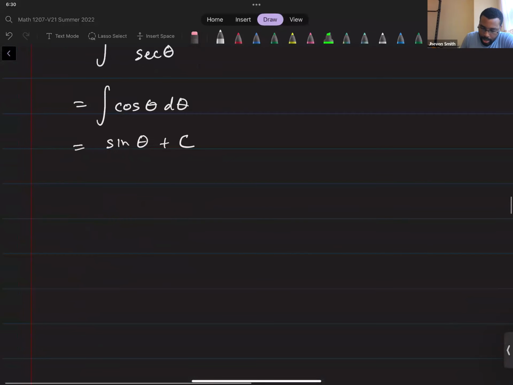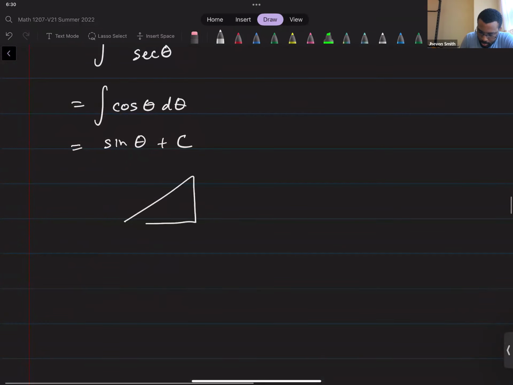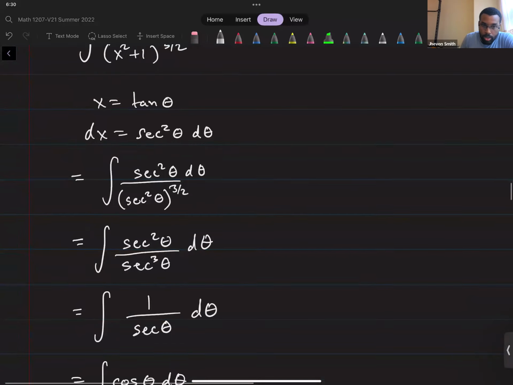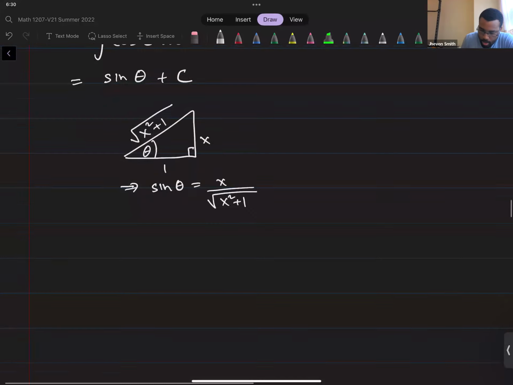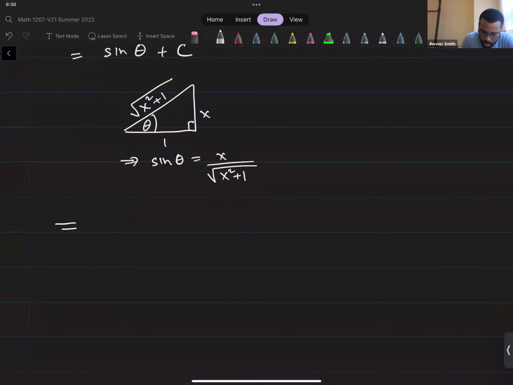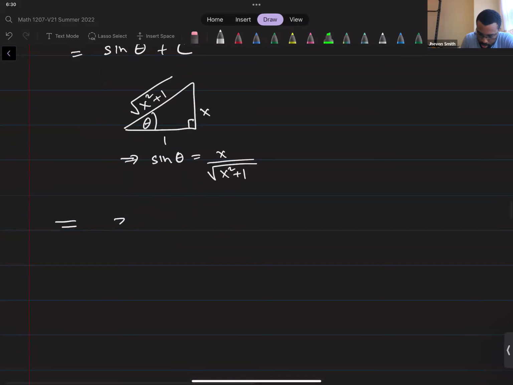So now we're going to do that back substitution. We know that x over 1 was tangent. So this x over 1 is the opposite side, and the hypotenuse is the square root of x squared plus 1. This means that sine theta is opposite over hypotenuse. And so your final answer is x over the square root of x squared plus 1.